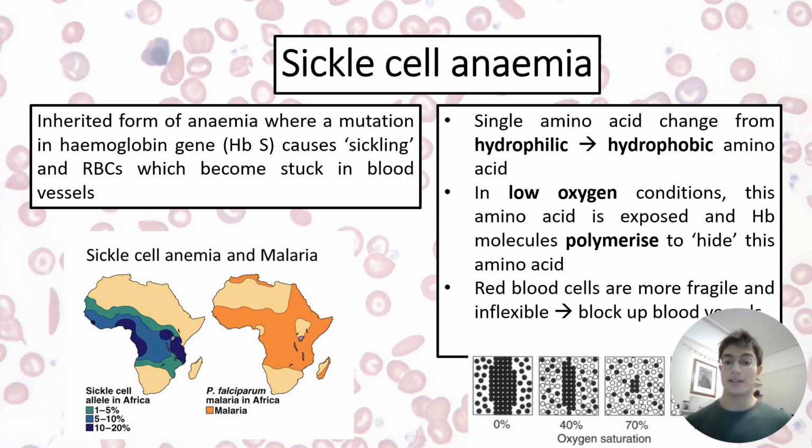And a bit more about sickle cell. It's an inherited form of anemia, and it's due to a mutation in the hemoglobin gene. And that mutation is responsible for the sickling change. And as we mentioned, the sickling can cause these blood cells to become stuck because they're no longer soft and squidgy and malleable.